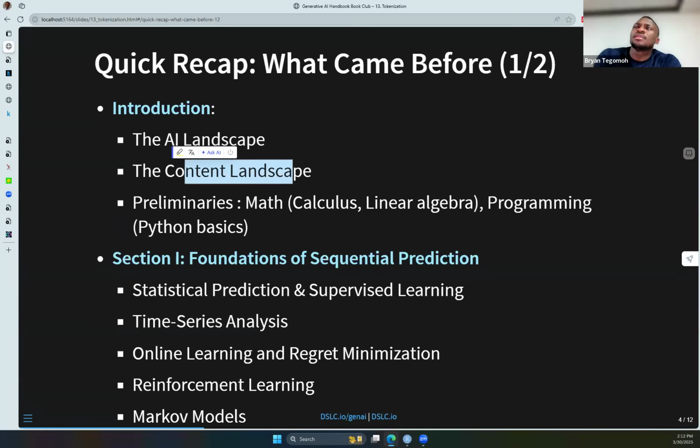So the information on learning generative AI is pretty much scattered all over the internet. You'll find it in blog posts, and a lot of people are making videos and posting on YouTube.